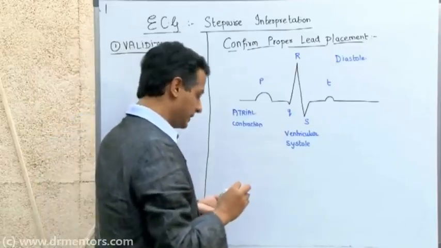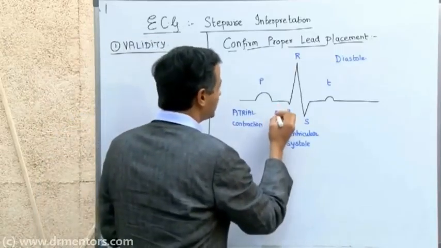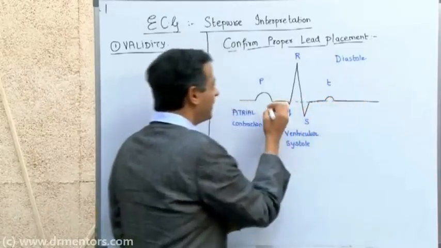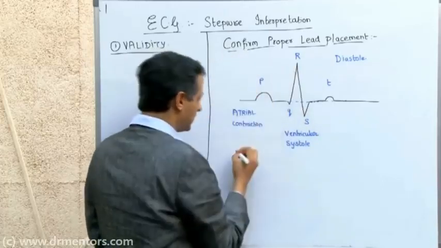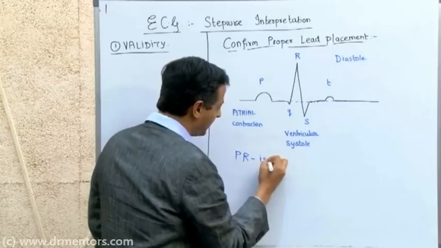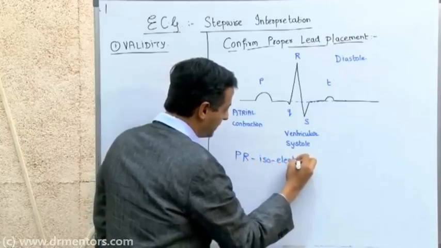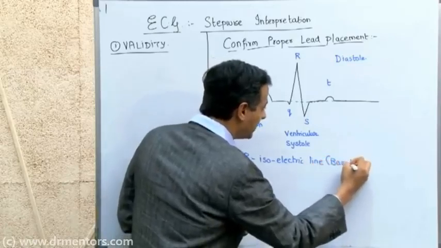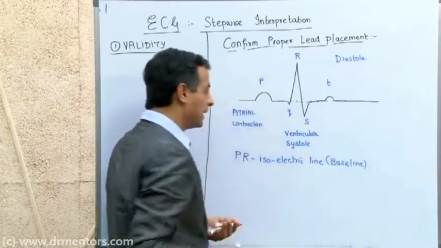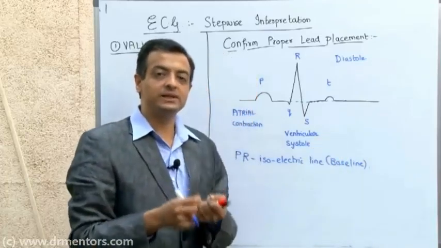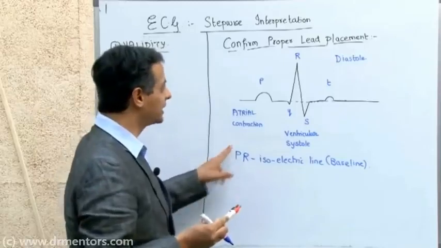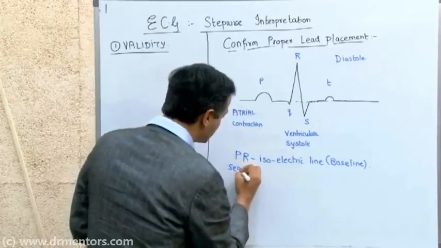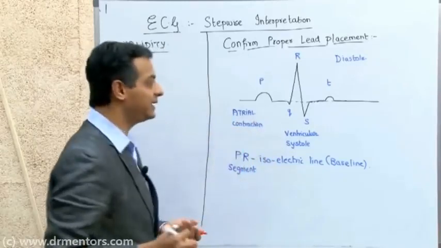The PR segment here is called the isoelectric line of the ECG. That is also called the baseline. This is the baseline against which you are going to compare other changes like ST elevation and ST depression, and you are going to use it along with the PR segment. This PR segment is called the isoelectric line of the ECG.